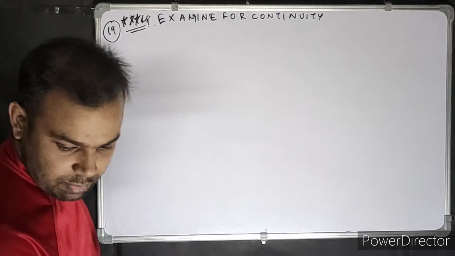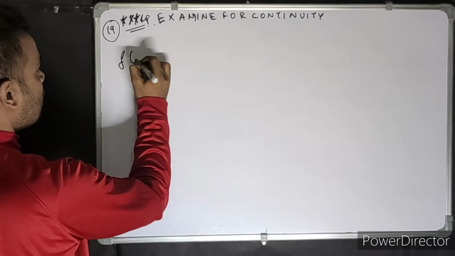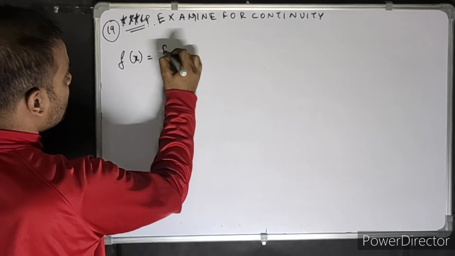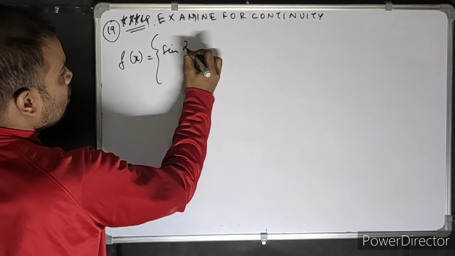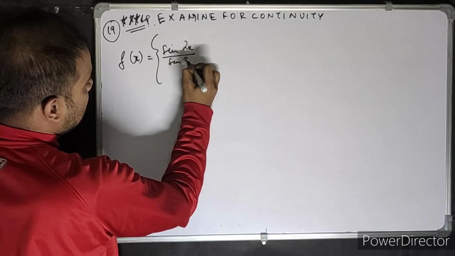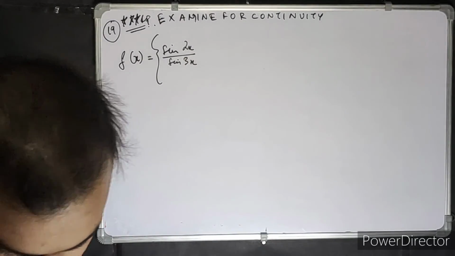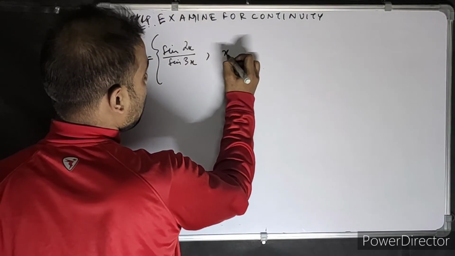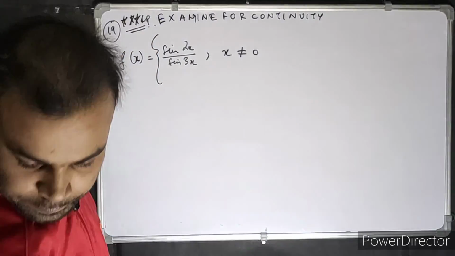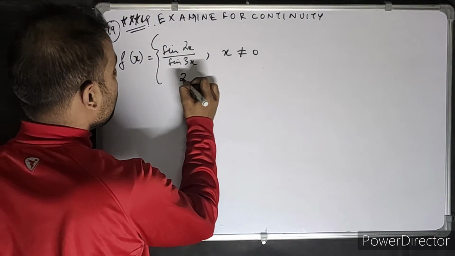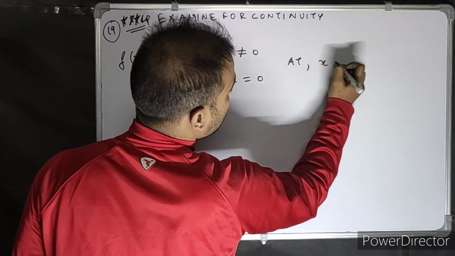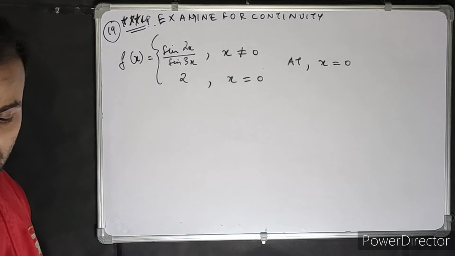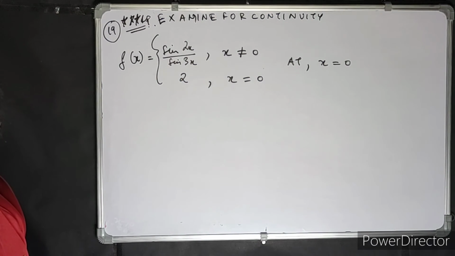class 12 students, not ML Aggarwal only, whoever you all are studying in class 12, this question is important for you. It's given as sine 2x divided by sine 3x when x is not equal to 0, and it's going to give you the answer as 2 when x is equal to 0, and you have to examine its continuity at x equal to 0. Okay, so let us start this question.